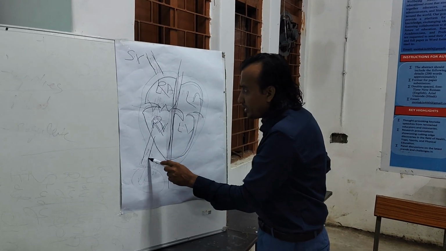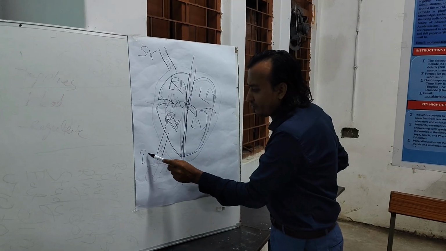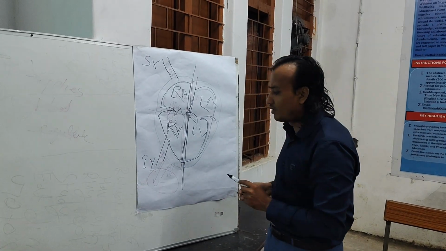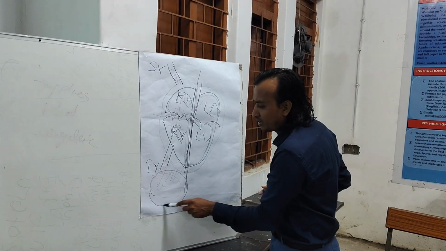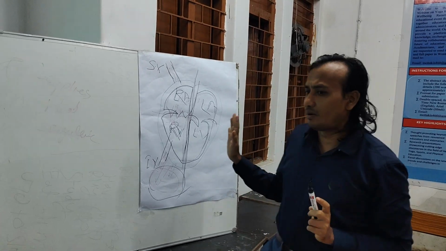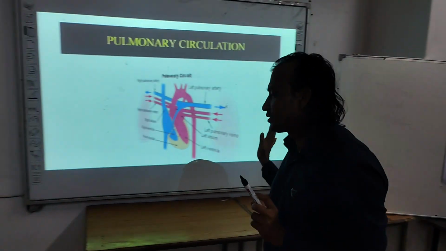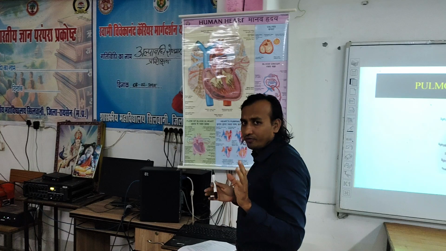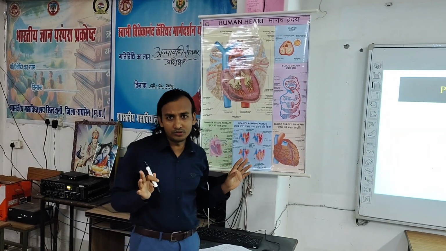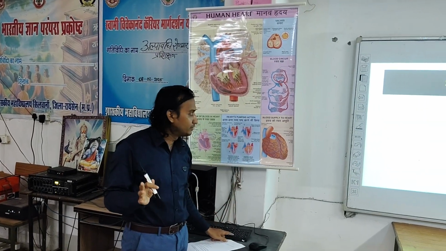So through here there is one vein, it is called the inferior vena cava, IVC. Up to here, what is it? It is pulmonary circulation. So up to here it is clear? Pulmonary circulation is about deoxygenated blood.